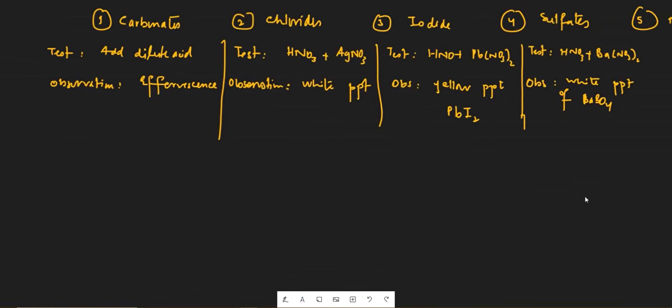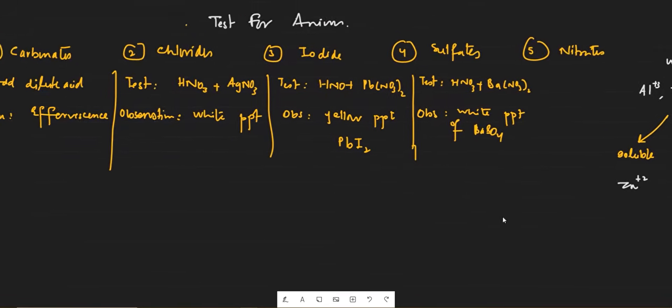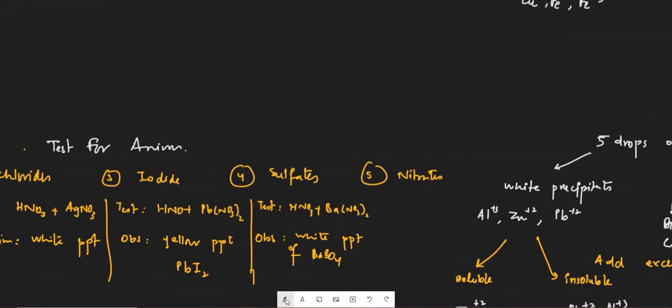For nitrate, it is a bit different. Let me write nitrate. For nitrates, the test would be you will add aqueous sodium hydroxide, NaOH, and aluminium foil, and then you will heat it.